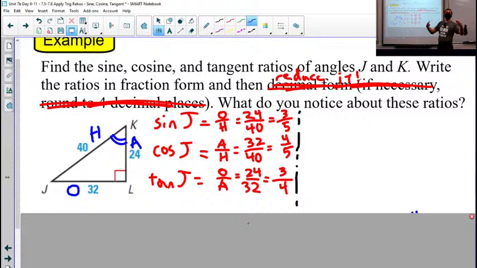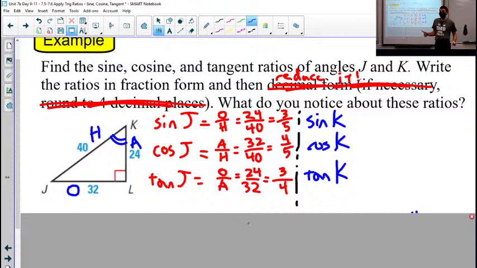So again, it matters which angle you're talking about. That's why over here I put the sine of J, cosine of J, and tangent of J. And why over here I'm going to put the sine of K, cosine of K, and tangent of K. Because it matters which angle you're talking about. Now that I'm talking about angle K, my opposite and adjacent swapped places. They were in different spots.